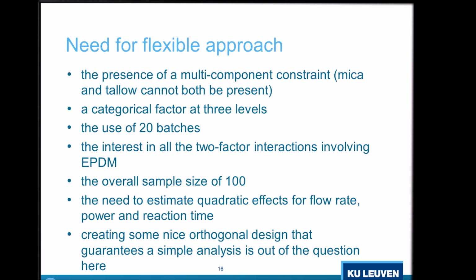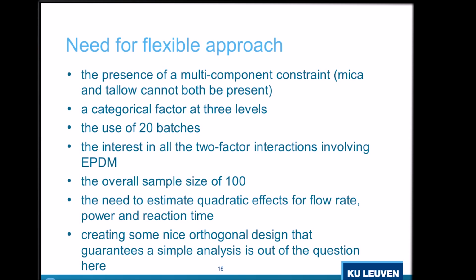Now, by now it should be clear that this is not a traditional experiment and that classical experimental designs from textbooks cannot be used to set up this polypropylene experiment. First of all, as shown on slide 16, there is a multi-component constraint. Mica and talcum cannot be used together. There's a categorical factor at 3 levels. That's very unusual because textbooks on industrial design of experiments usually only talk about 2-level designs. And as if by a miracle in textbooks, all categorical factors only have 2 levels.